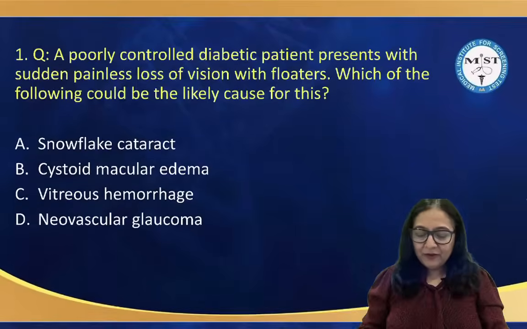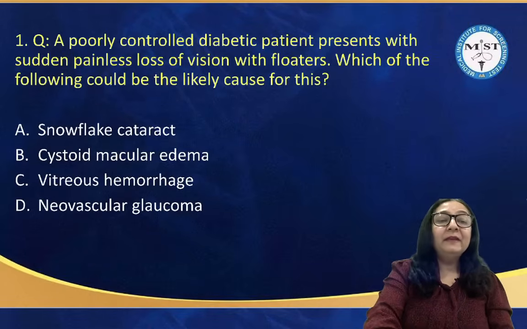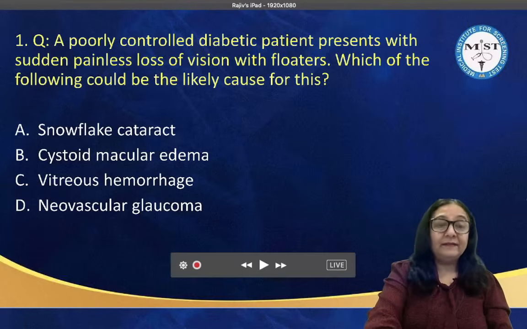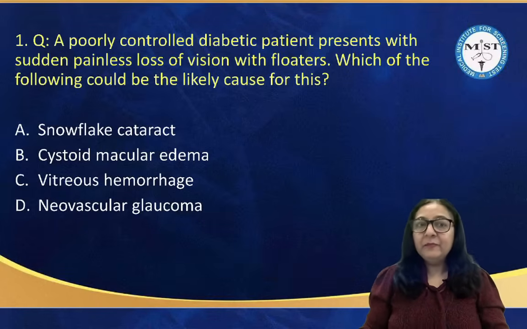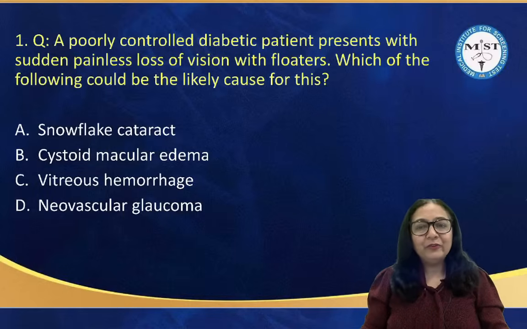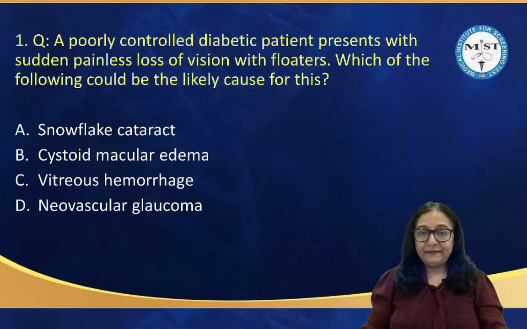Okay friends, so I'm going to start with the first question here from a topic which has been asked many times in your exam. So the question is, a poorly controlled diabetic patient presents with sudden painless loss of vision with floaters. Which of the following could be the likely cause for this?